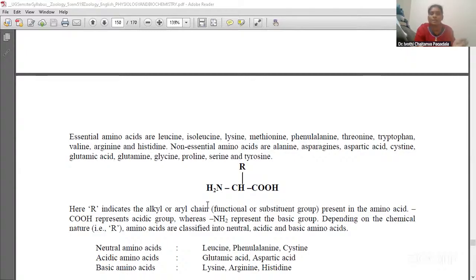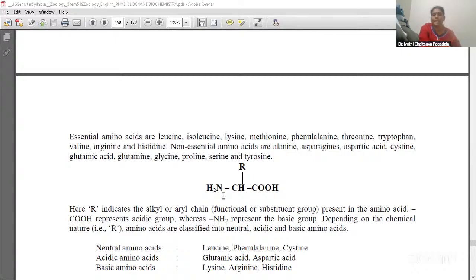As we know, a link of amino acids forms the protein. So here, in place of R, we will get the substituent group or functional group. Based upon this functional group, the type of amino acid or protein is determined. And here the COOH represents the acidic group, whereas the amino group represents the basic group.